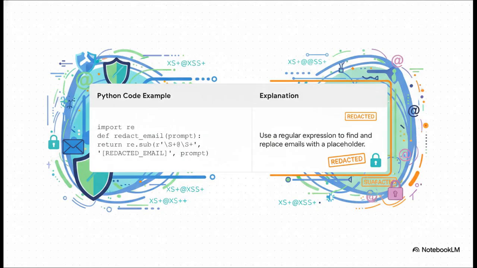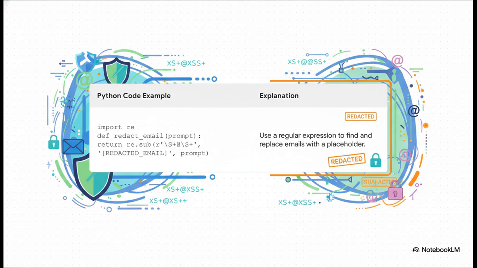First, we import Python's re library, which is for regular expressions. Now, if you haven't used them, just think of a regular expression as a super-powered search pattern. This pattern here, \S+@\S+, is a basic way to find anything that looks like an email address.